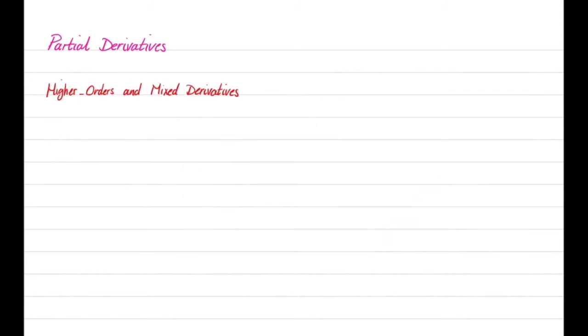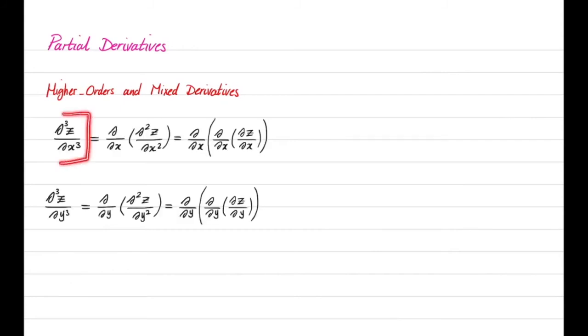For example, we can write the third order partial derivatives of z with respect to x and also with respect to y. So the third order derivative will be equal to the derivative of the second order derivative or the derivative of the first order derivative. Also, these have some alternative symbols. Again, instead of fraction, we can write them as subs, and also instead of z, we can write f.